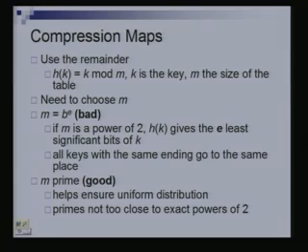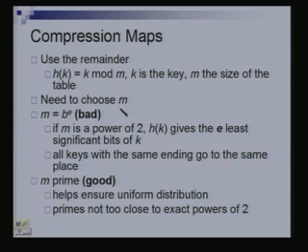Let's now look at some compression maps. Given an integer, now you have to map it to the small range of your table. One natural thing would be that this k is your integer and your table is of size, let's say, little m. So, just do k mod m. K mod m will give you some integer in the range 0 through m minus 1. So, k is the key and m is the size of the table.